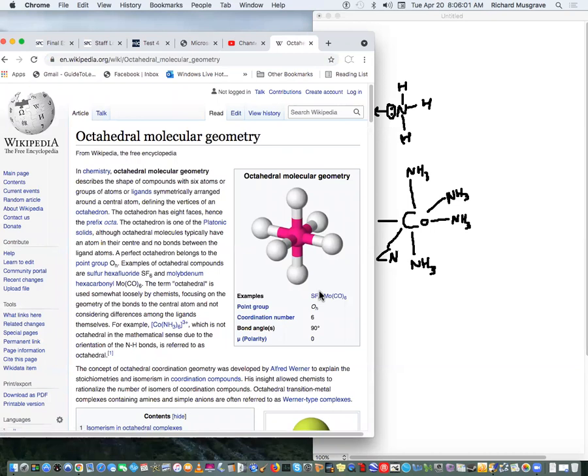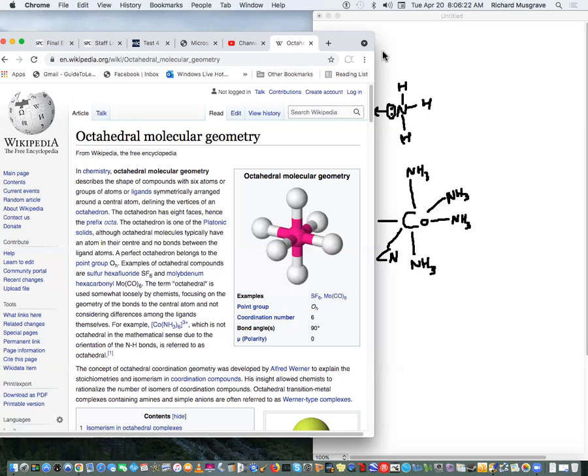What I've tried to do here is represent this situation in two dimensions. So you can see this is going back into the page, and this is coming out of the page. That would be the NH3, and this one here would be the CN. Does anybody have any questions about visualizing this shape?